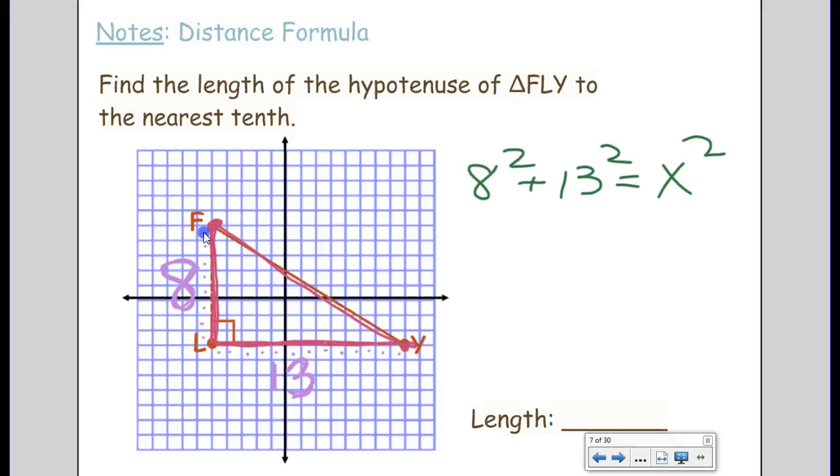233. In your calculator, you should be doing 8 squared plus 13 squared. Please never put 233 as your answer. No. Because that 233 is x squared. Ruthie, what is x?